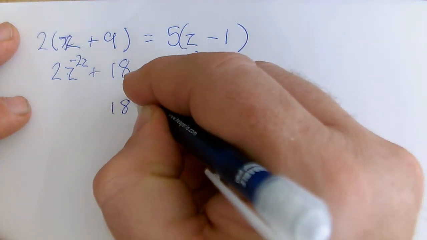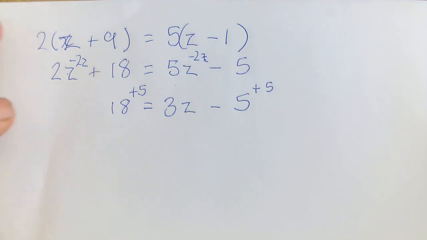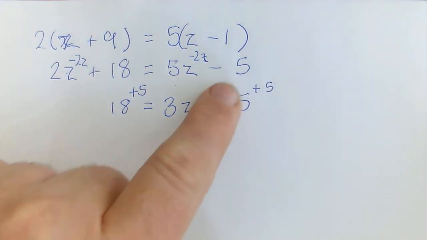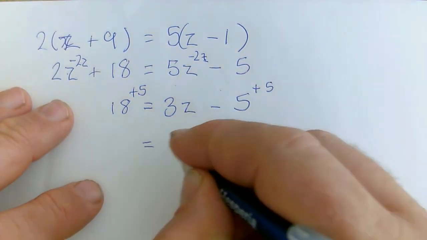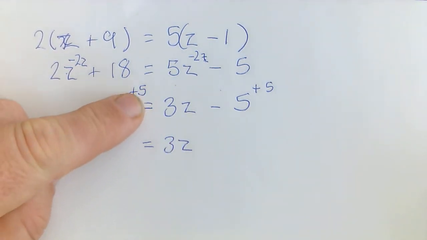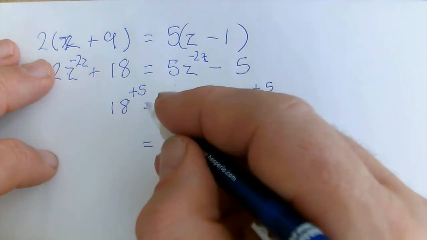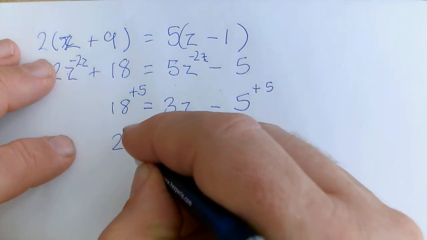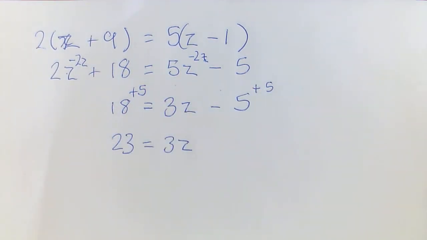So if I add 5 to that side and I add 5 to that side, that's going to give me a magic 0 there, so it's going to leave 3z on its own, and I'm going to get 18 plus 5. And 18 plus 5 is 23. Now I can imagine you're going to find this quite a challenge, because 23 doesn't divide by 3. I'm going to do it anyway because that's what I have to do, and if I get a fraction in the end, I'll deal with it.